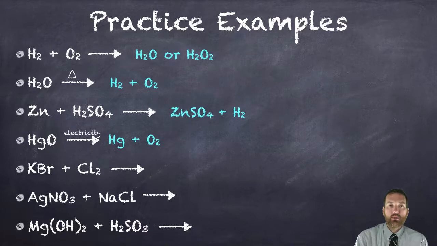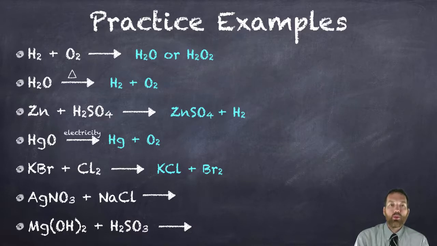Next is a single replacement. This chlorine is going to try to take the place of this bromine. Hope you checked table J, because it will happen. The K is now going to be partnered up with the Cl, and then bromine is going to be by itself, but again it's diatomic, so it's going to be Br2.